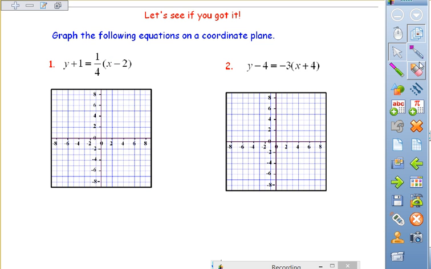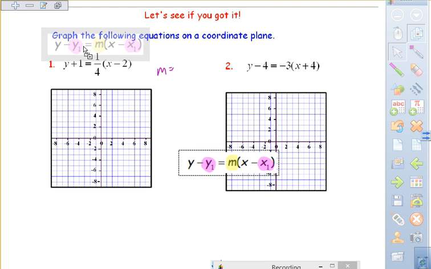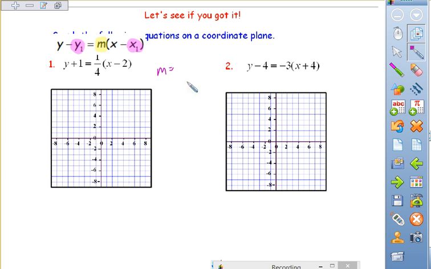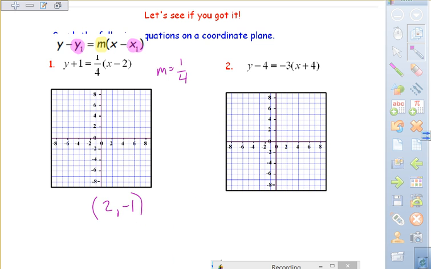So let's try that again. So question number 1, let's pull out the slope. Again, here's that formula. So the slope is 1/4. And if we pull out the point, we get 2, -1. If you want to graph your point first, 2, -1, and then apply your slope.